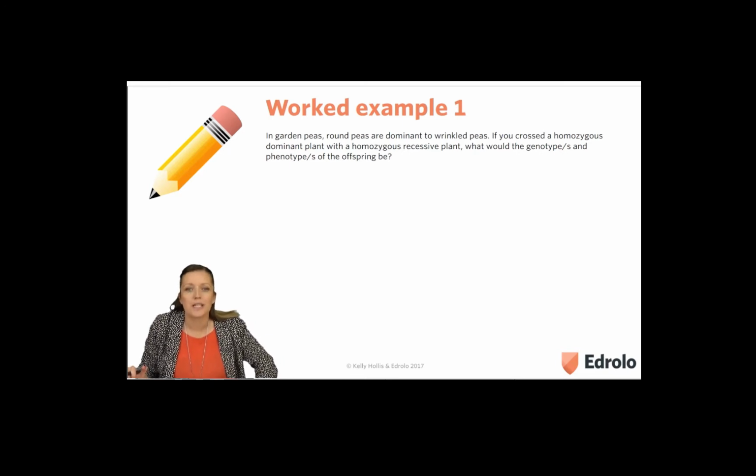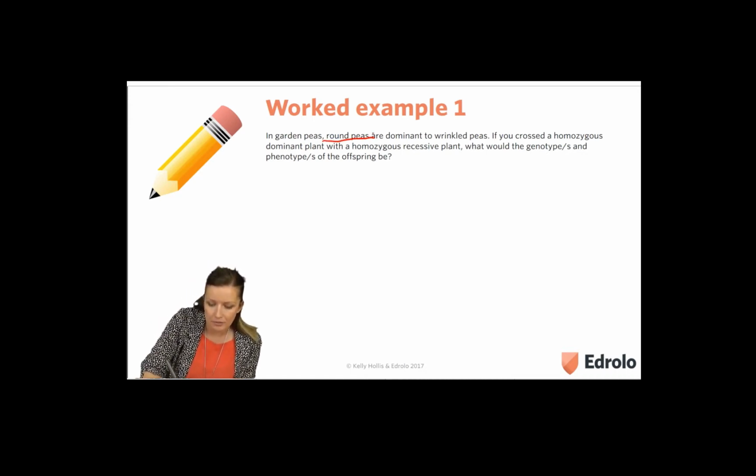So this is worked example number 1. In garden peas, round peas are dominant to wrinkled peas. If you crossed a homozygous dominant plant with a homozygous recessive plant, what would the genotypes and phenotypes be of the offspring? Okay, so before we get started, the first thing I always do is underline different parts of the question that contain important information.